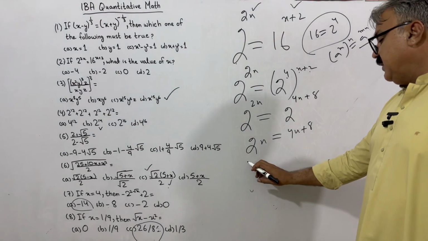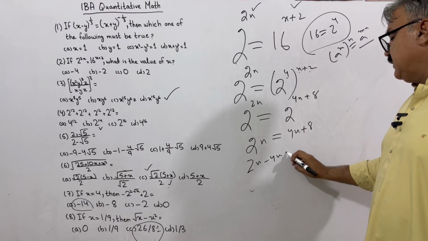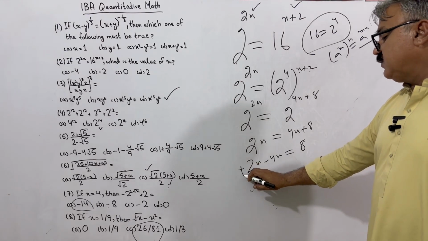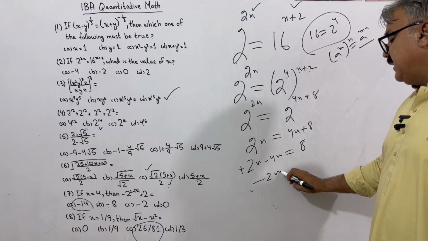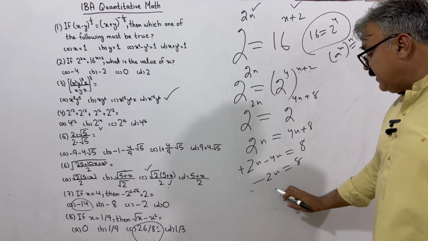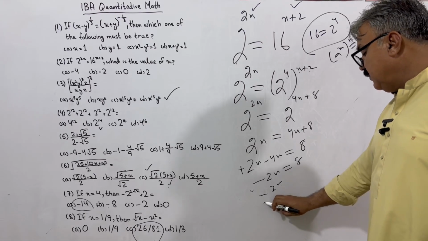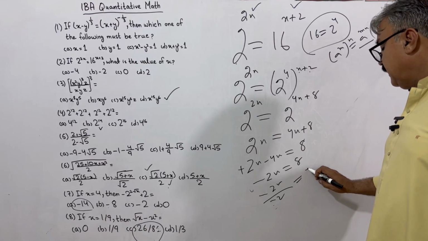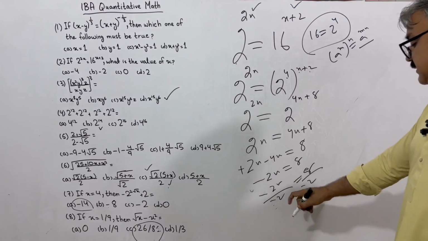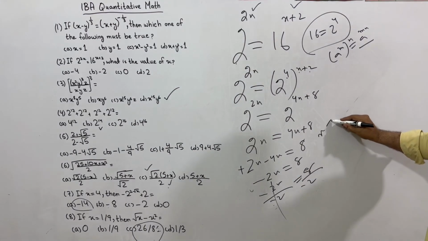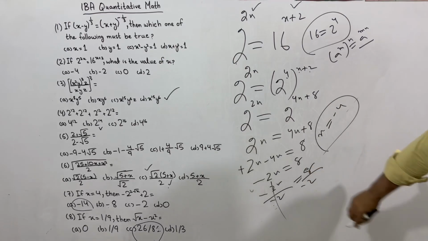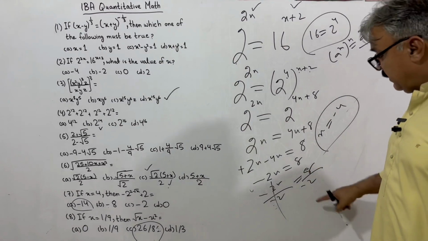Okay, shift 4x here. 2x minus 4x is equal to 8. Positive 2x minus 4x will become negative 2x. So by dividing by 2 throughout, in order to arrive at the result for x, it cancels out. So x is equal to minus 4.